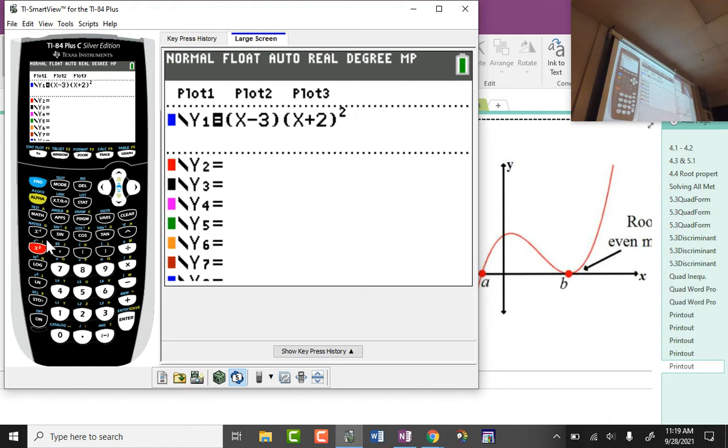Oh, nobody knows. Just think about FOILing. If I were to FOIL this out, what would be the leading coefficient or the leading term here? 3, 2, 1, go. Cubed.